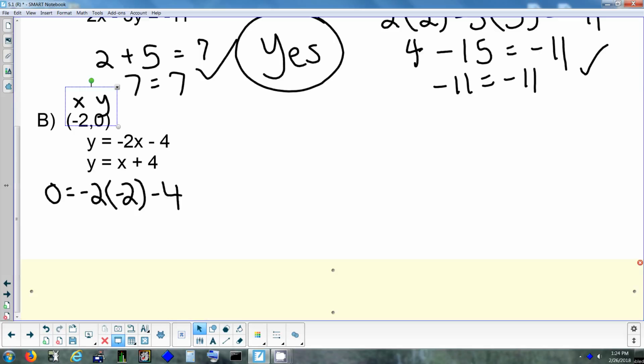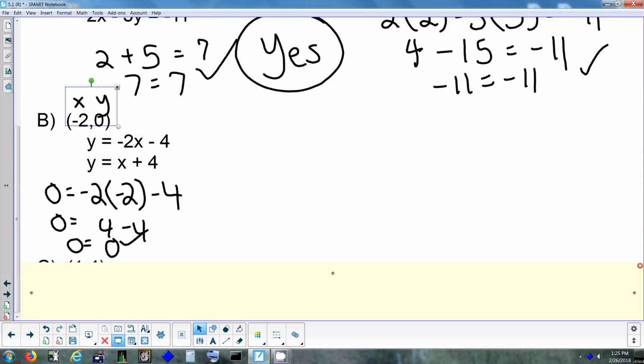All right. So now, what are we going to do now? Negative 2 times negative 2. What do you get when you do that? So you're going to have 0 equals 4 minus 4. So we had negative 2 times negative 2? Good. Positive what? Good. Minus 4. All right, so first half, we're good. We did our math. 0 equals 0. Continue on.